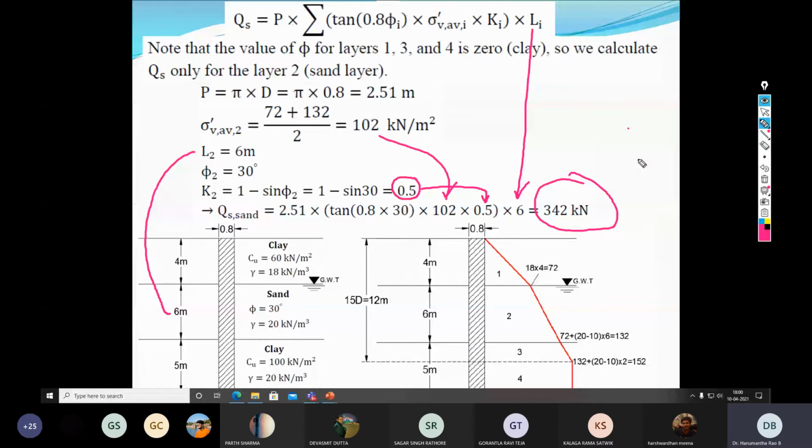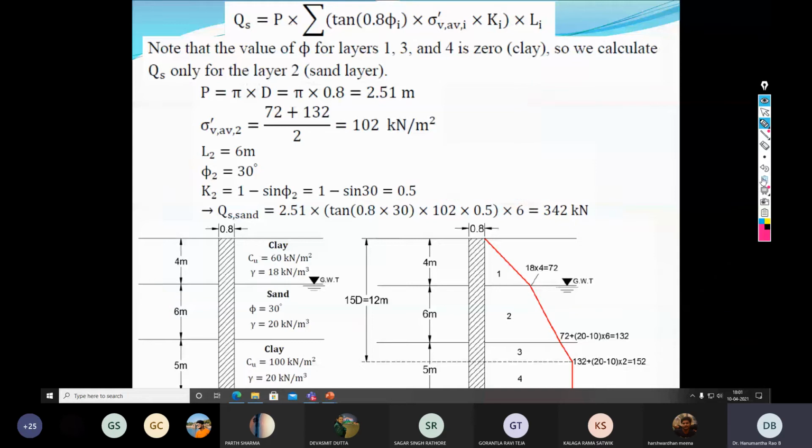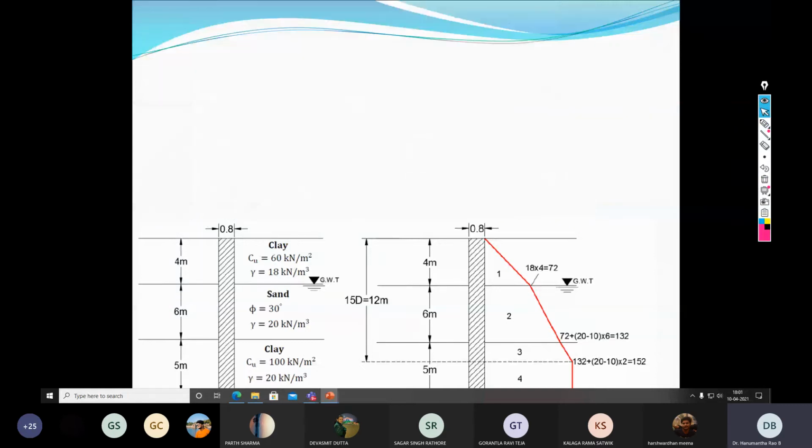Please note down, everyone. I hope it is clear to everyone now, how to calculate the skin friction in sand. Now let us go to the clay layer. The sand part is completed.